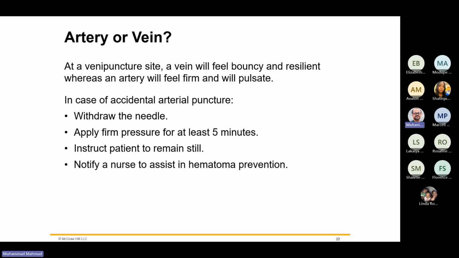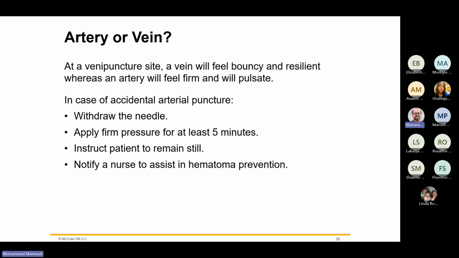At a venipuncture site, a vein will feel bouncy, resilient, whereas the artery will feel firm and will pulsate. We'll apply this knowledge when we go for venipuncture, phlebotomy procedures. We'll have to find out the right vein at the right place. In case of accidental arterial puncture, what should we do?